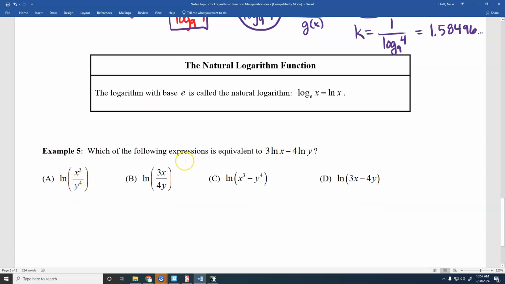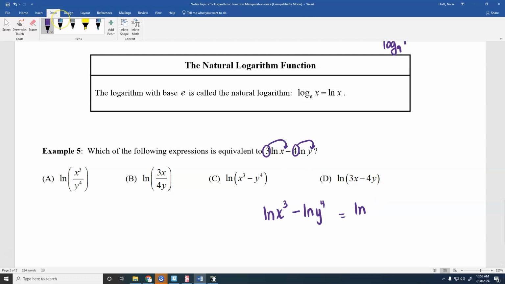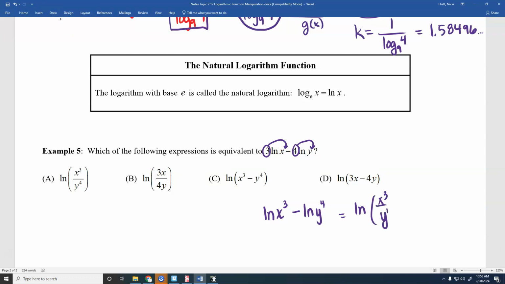So the last question we have here is just asking us to express this all together. I cannot put these together yet because I got a 3 and a 4 out front. What should I do with those? Move them in as exponents. So this goes back in as an exponent, and this goes back in as an exponent. So natural log of x to the third minus natural log of y to the 4. And then, since I've got subtraction, what does that become? Division. So that is going to be natural log of parentheses x to the third over y to the 4th. Like that. So A would be your answer for that.